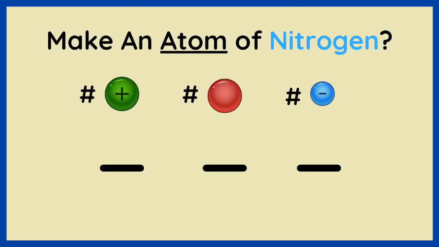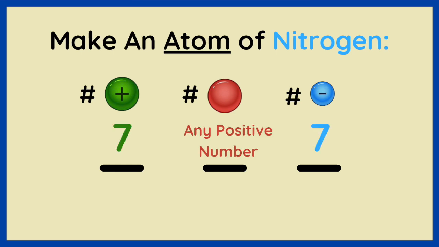Make an atom of nitrogen with appropriate numbers of each subatomic particle. How many protons, how many neutrons, and how many electrons do we have? Well, the correct answer is that we have 7 protons, 7 electrons, and neutron count is any positive number, because as I mentioned, for the definition of an atom, the number of neutrons doesn't matter.